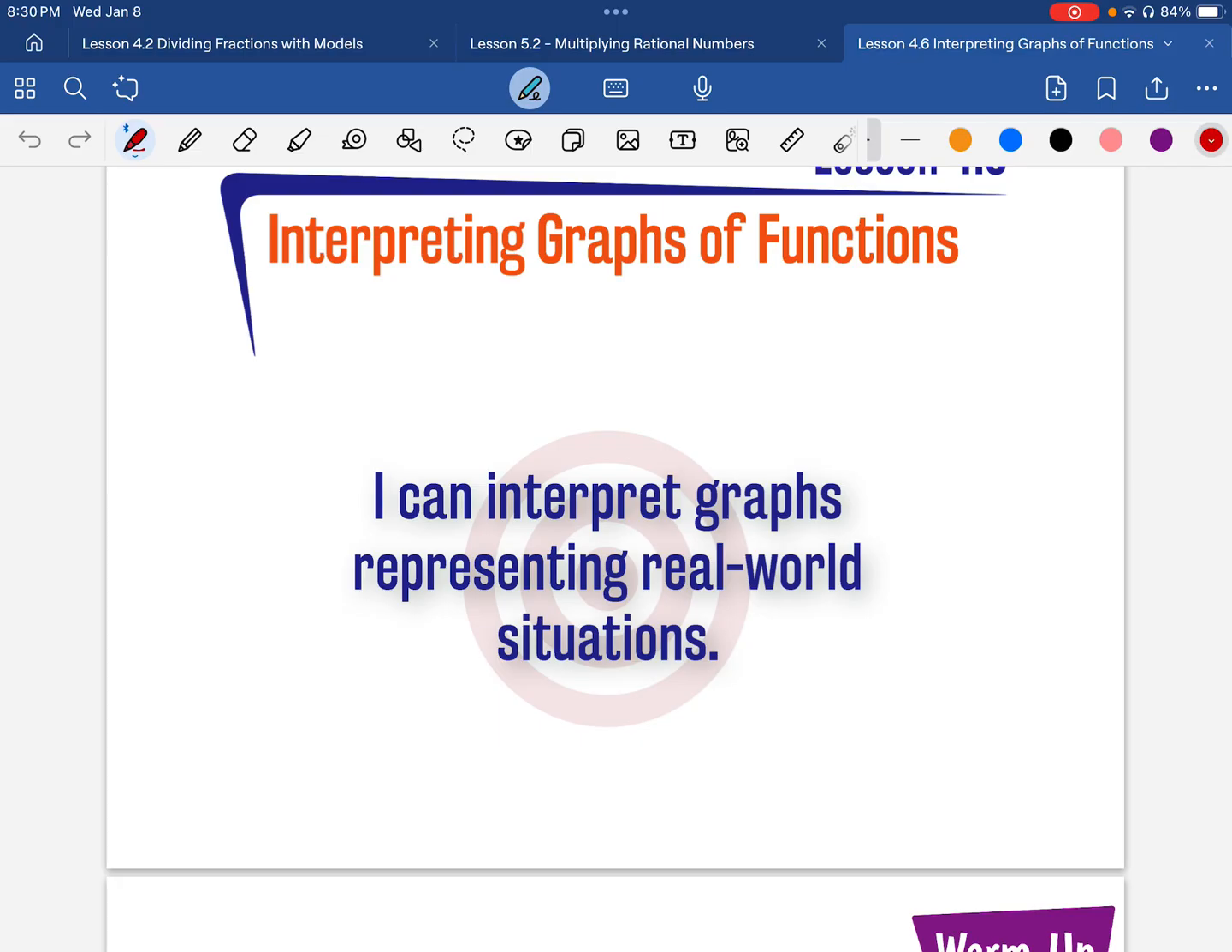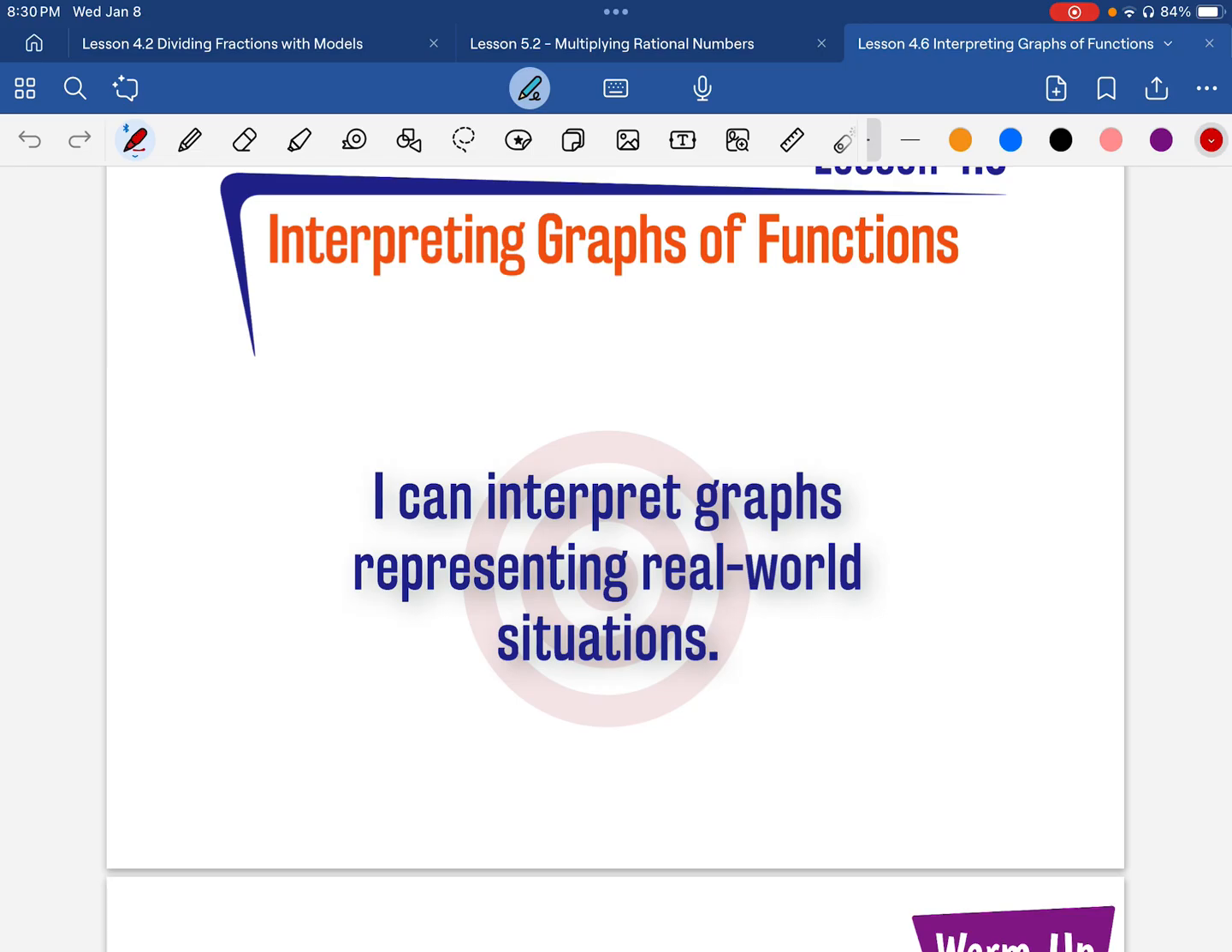This is our last lesson for our functions unit. In this lesson, we're just going to talk about how to look at real world situations, aka graphs, and interpret them. I know that you have been doing this a little bit in science with Miss Baumbach, because she has been asking me about it and whether or not what she has been talking about coincides with our math, and luckily now it does. So let's get started.